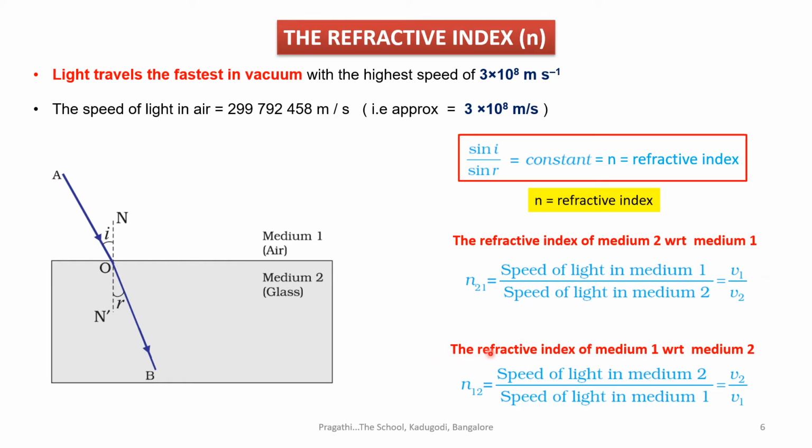Similarly, the refractive index of medium 1 with respect to medium 2. How to represent it? n is the refractive index, that means the refractive index of medium 1 with respect to medium 2. If 1 is here first, then 2 should come here. See, 2 is coming here. That means the speed of light in medium 2 divided by the speed of light in medium 1. That's how we can find out the refractive index of a different medium. So all these formulas are very, very important. You should remember them by heart.